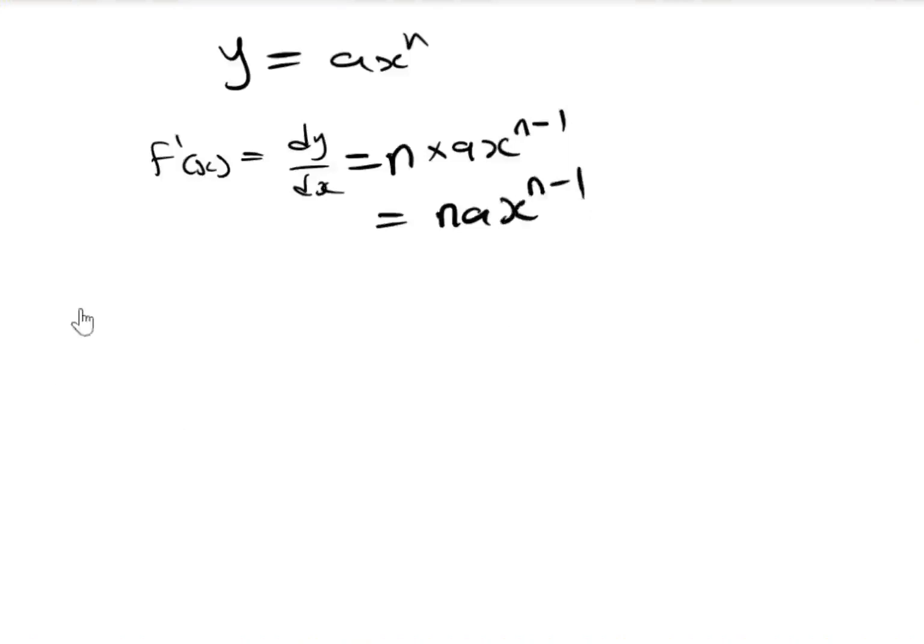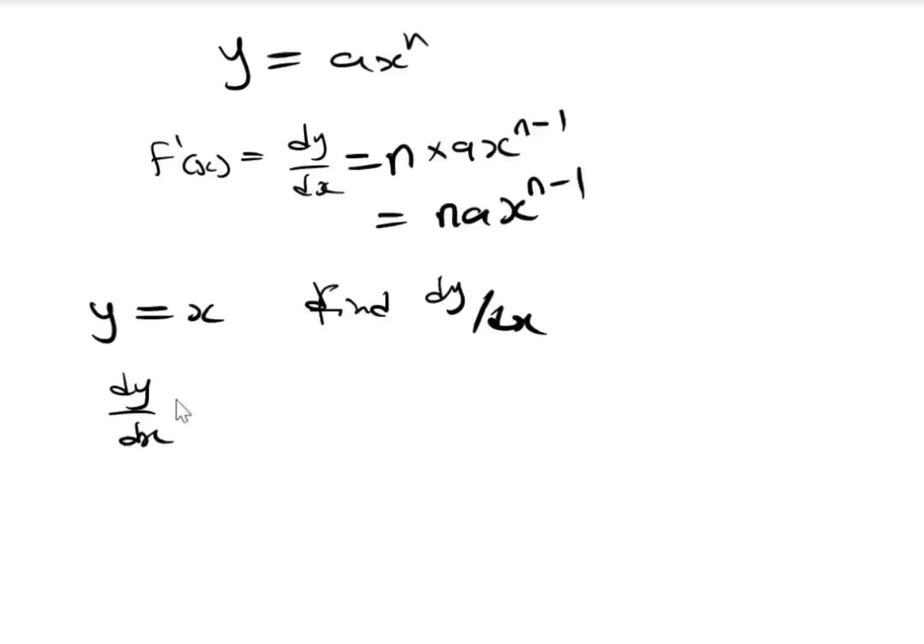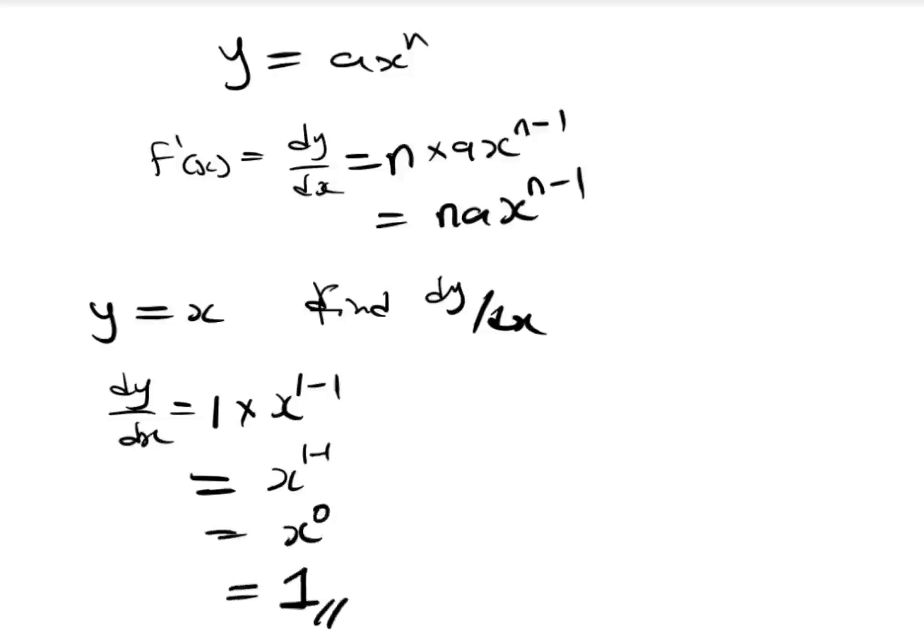Assuming that y is equal to x, and we're asked to find dy/dx, what it simply means, the power of x here is 1, which is dy/dx is equal to 1 multiplied by x^(1-1). 1 minus 1 is 0, and anything raised to power 0 is equal to 1. So this is our final answer.